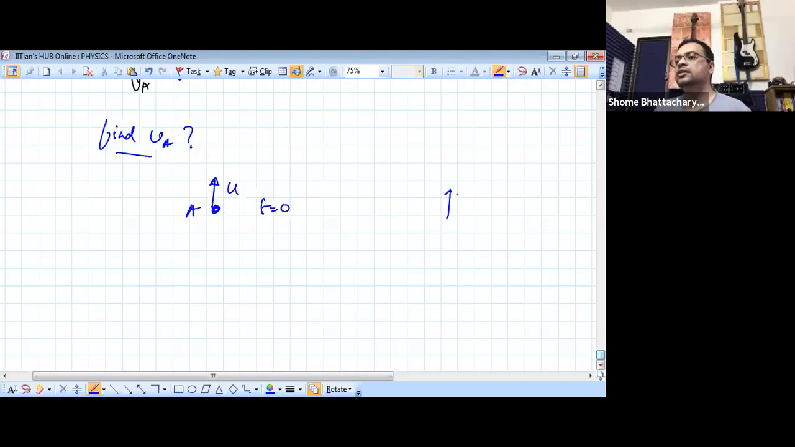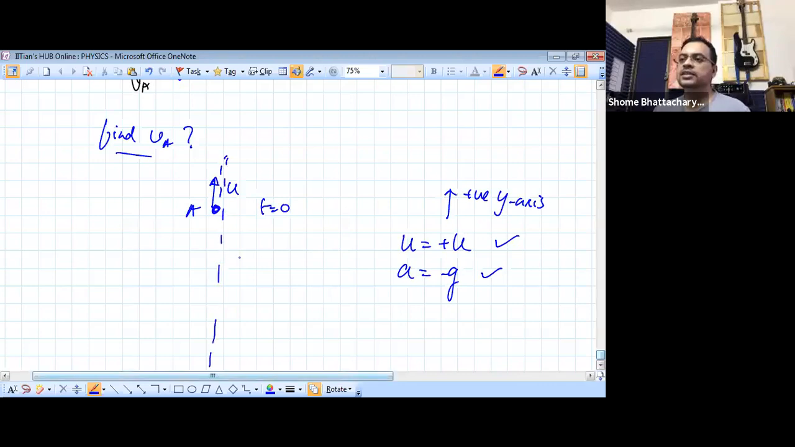So for A, we'll take this as the positive y-axis. The initial velocity we'll write as plus u with a positive sign, but the acceleration will be minus g, because obviously it's motion under gravity. So the acceleration due to gravity is g downwards always. The g vector is downwards.